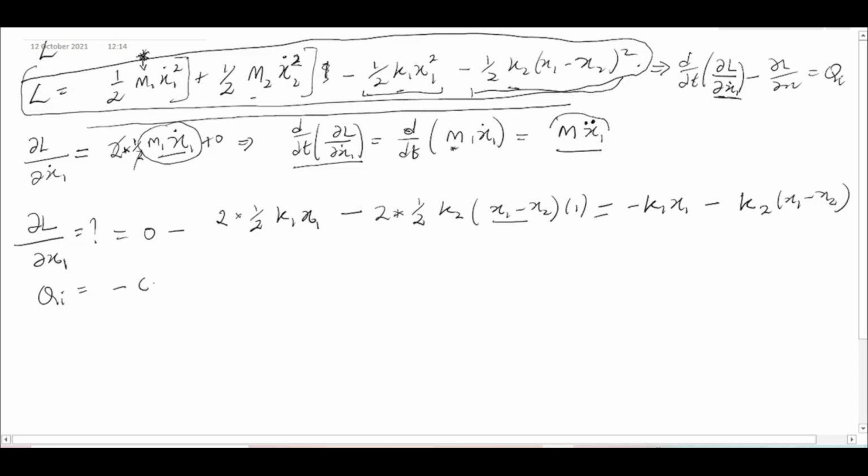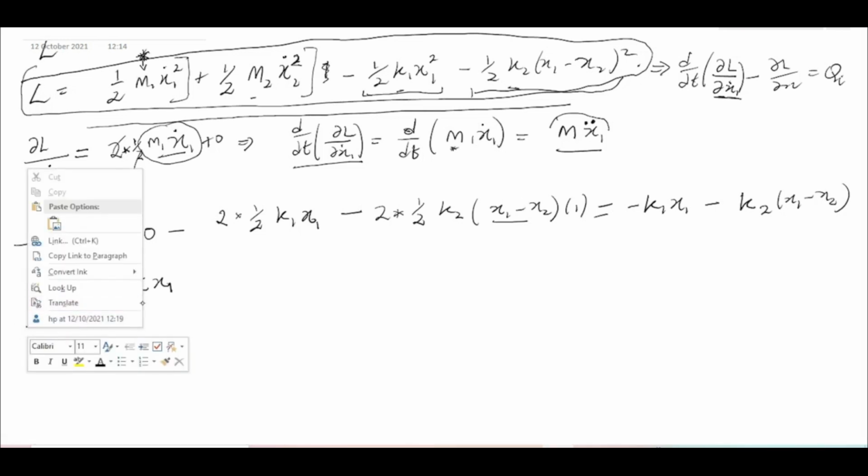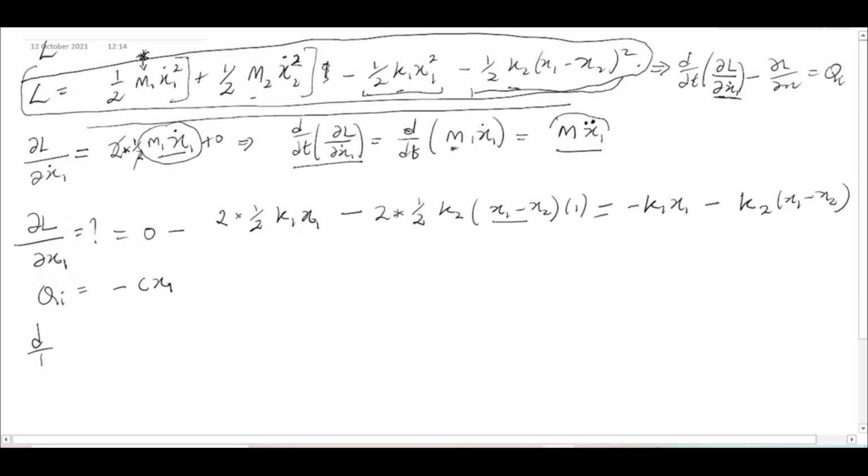If you bring the equation together, let's not forget that we've gotten Qi before to be equal to minus c x1 dot. You bring the equation together in the Lagrange formulation, which is d/dt of dL/dx1 dot minus dL/dx1, which is equal to Qi. Let's not forget what our d/dt of dL/dx1 dot is. That is what we obtained earlier. So in our equation we're going to get m1 x1 double dot. Sorry, this is m1. Forgot to put that one before.